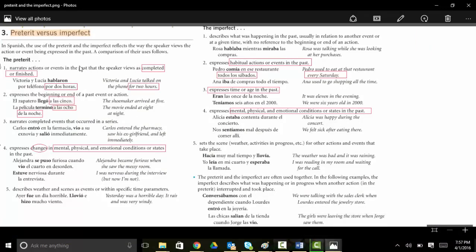Okay, so this comes from another book, but might help explain it as well. In Spanish, the use of the preterite and the imperfect reflects the way the speaker views the action or event being expressed in the past. A comparison of their use is as follows. The preterite narrates actions or events in the past that the speaker views as completed or finished.